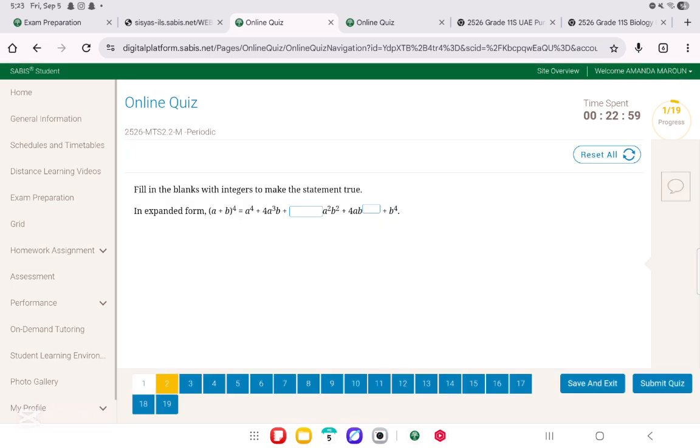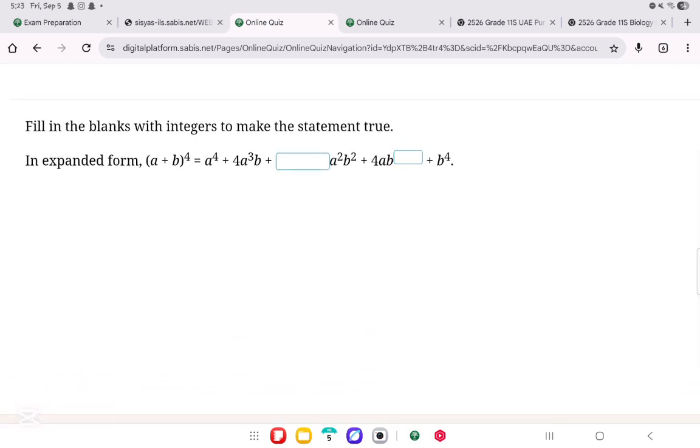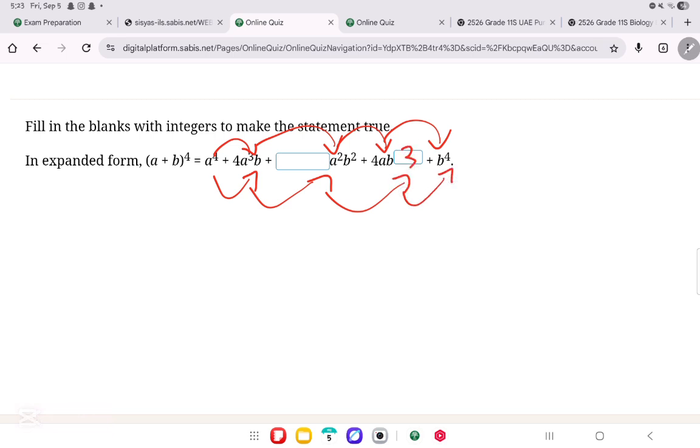We have question number 2. What does it say in question number 2? In expanded form, a plus b to the power of 4 is equal to a^4 plus 4a^3b plus etc. Now, important thing here. There's so many ways to do this. Now, if you want to be smart and you want to solve this in like 3 seconds, look what you will do. We know that a decreases as we go down. So it's 4, 3, 2, 1, 0. And then b increases: 0, 1, 2, 3, 4. There we go. This one is done.